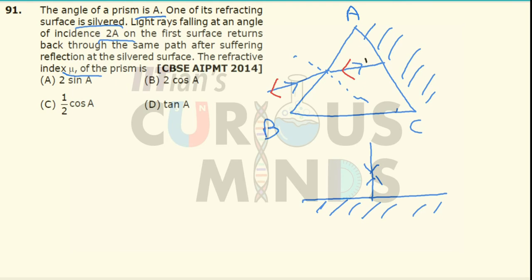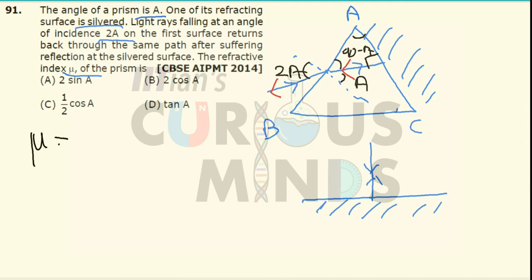It means that this angle over here will be equal to 90 degrees, and this angle over here will also be equal to 90 degrees. This angle is equal to A, so this angle over here will be equal to 90 minus A, and this angle again comes out to be A. So the angle of incidence over here is equal to 2A, and the angle of refraction over here is A.